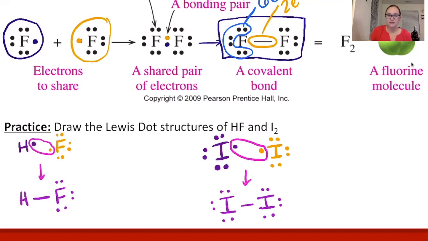Let's just double check. It's symmetric, so we only have to check 1. And we have 3 lone pairs accounting for 6 electrons, and then 2 electrons in a covalent bond. So we do have our full octet.